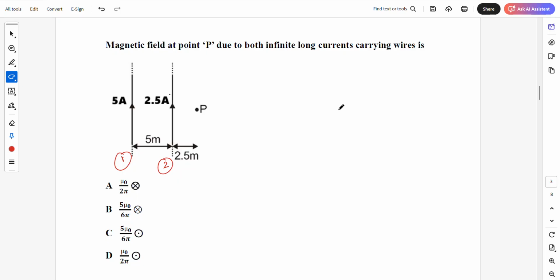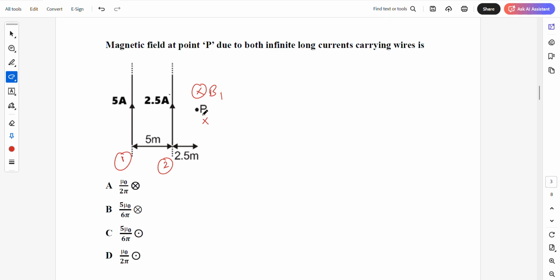Okay. Now what is B1? See, if you use the right hand thumb rule, thumb pointing upwards, where the fingers are pointing, fingers are encircling into the plane of the paper. Therefore B1 will be inside. What about for the second conductor? Again, the thumb pointing upwards, fingers are encircling into the plane of the paper.